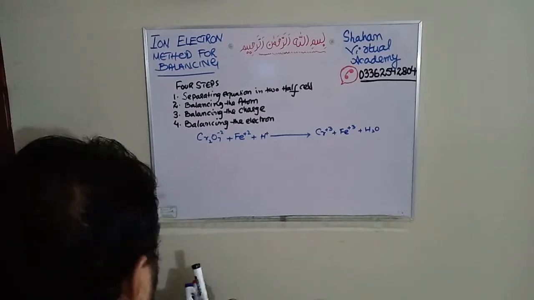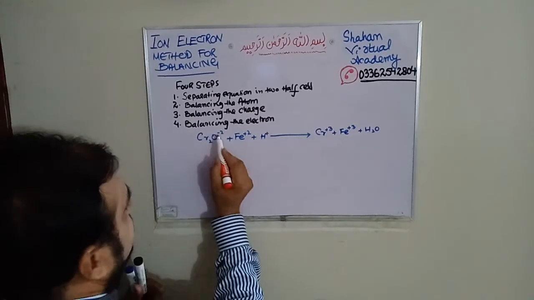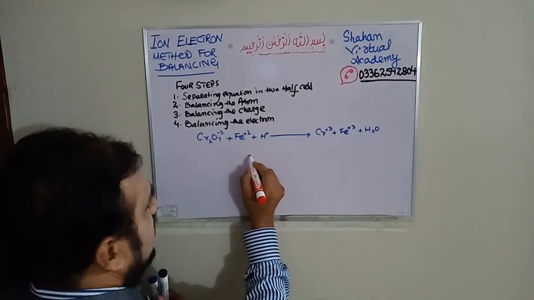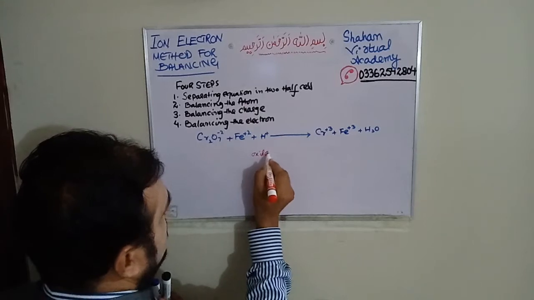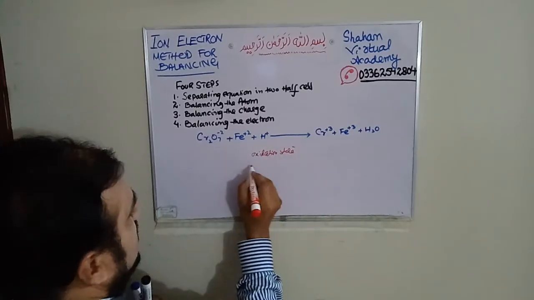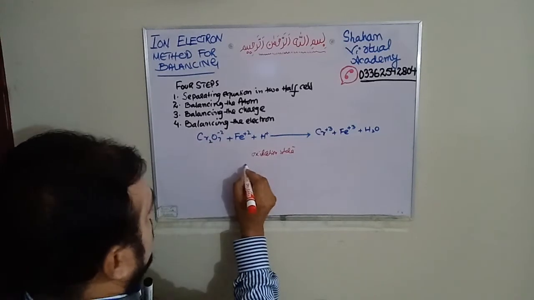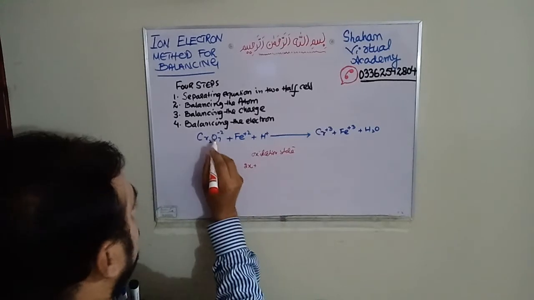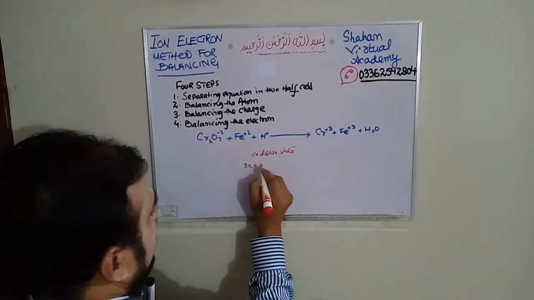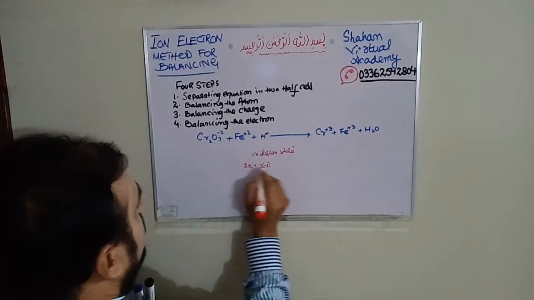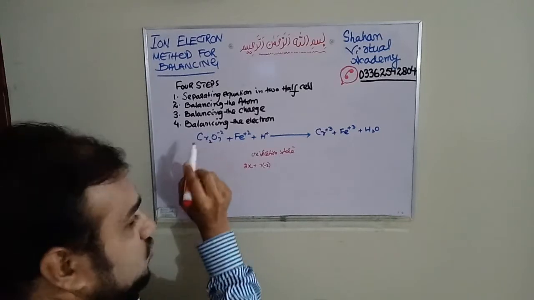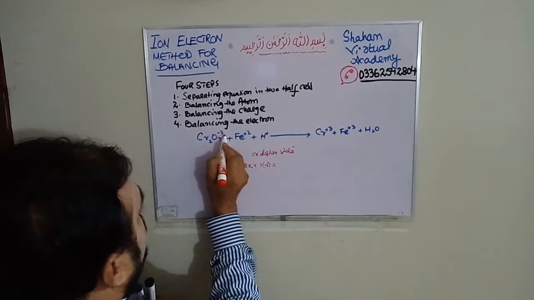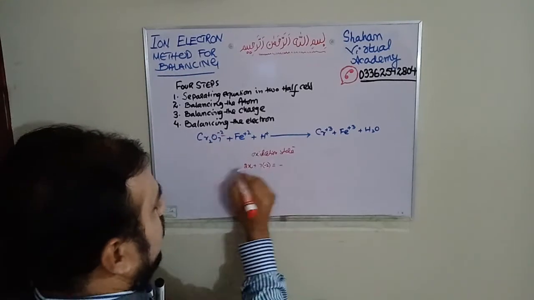So first have a look. First we will find the charge. What is the charge on chrome? This is a dichromate ion, and we need to find its oxidation state. How can we find the oxidation state? We know that there are two atoms of chrome, so we suppose chrome is x. Plus the oxidation state of oxygen, which is minus 2, multiplied by 7. Then all of these equal minus 2, which is the ionic charge.